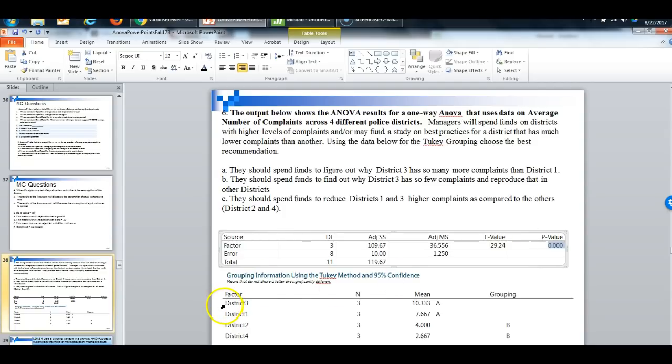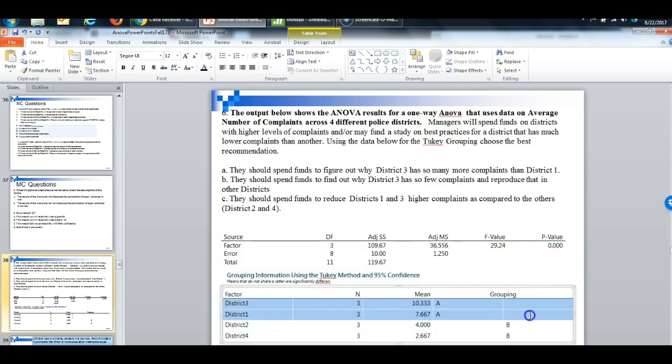Yep, District 1 and 3 have the highest average complaints, and they're higher than in Districts 2 and 4. But there's not enough evidence to suggest that in the population the means differ. We know that in District 3 the sample mean is higher, but there's not enough evidence to suggest that it's higher in the population as a whole. In contrast, District 3 definitely has higher complaints than Districts 2 and 4, doesn't it? Because it's in a different group.